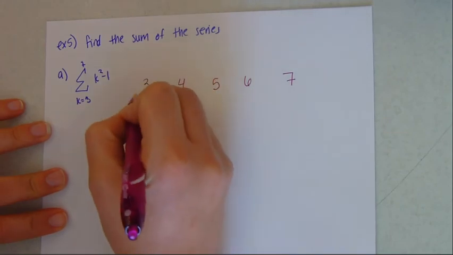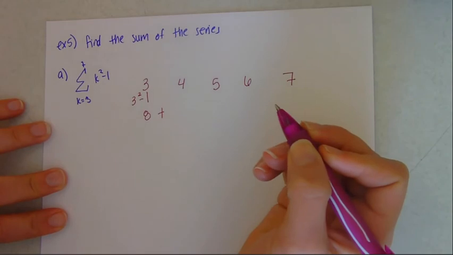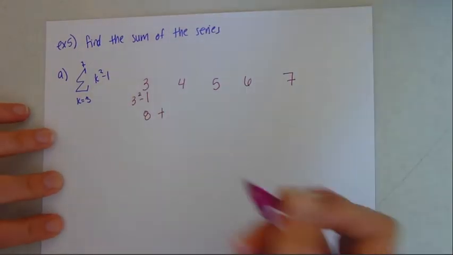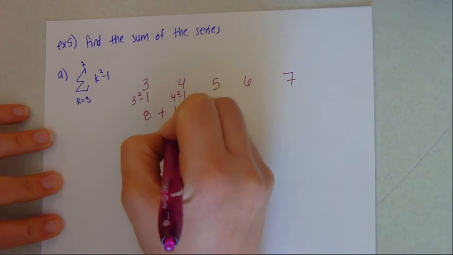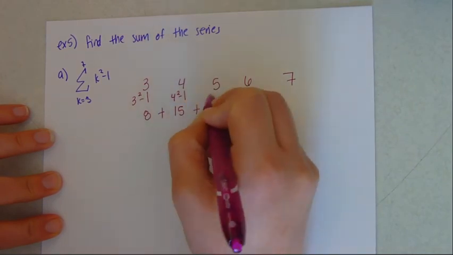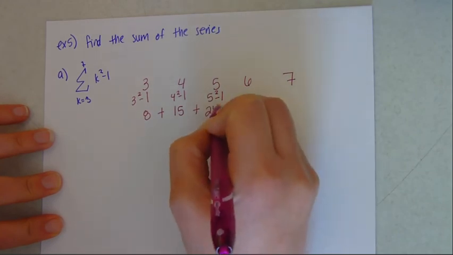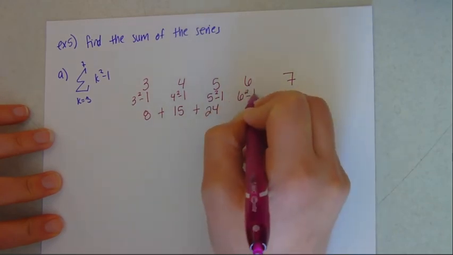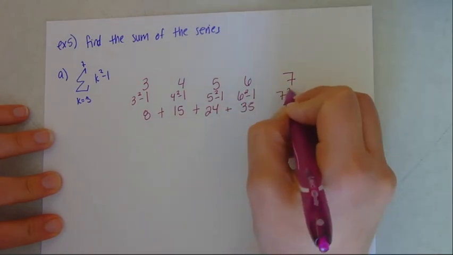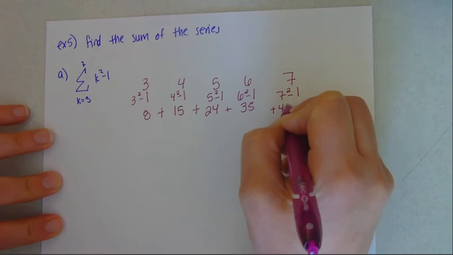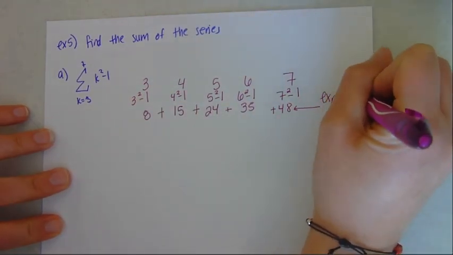We've expanded series before, where I plug that 3 in. So I do 3 squared minus 1, and I get 8. If I asked you just to expand the series, I would be doing this. Then I take 4 squared minus 1, and I get 15. I plug in 5: 5 squared minus 1, and I get 24. Then I plug in 6 and get 35. Then I plug in 7 and get 48. So this right here is the expanded series.